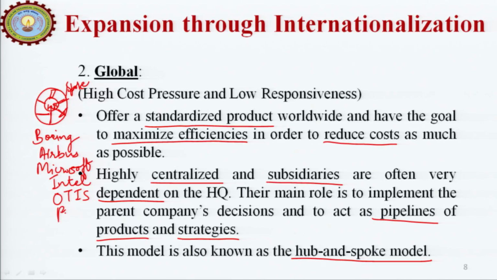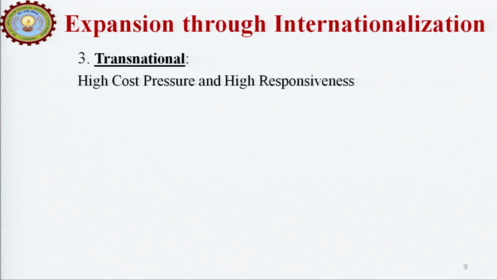Then similarly, Pfizer. Pfizer is a biopharmaceutical company. Now, this company also does not need to change its product according to the local markets. For example, if a pharmaceutical company is trying to come up with a COVID vaccine, then in that case, it will be the same throughout the world. So, this is how a global strategy operates, right? It depends also on the type of the product which the company is selling.